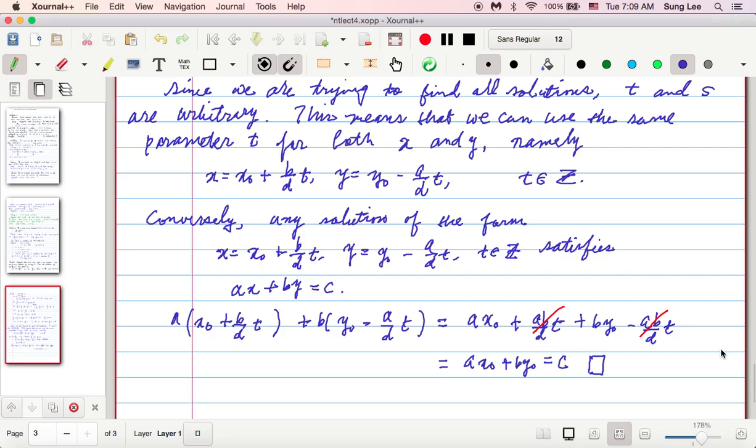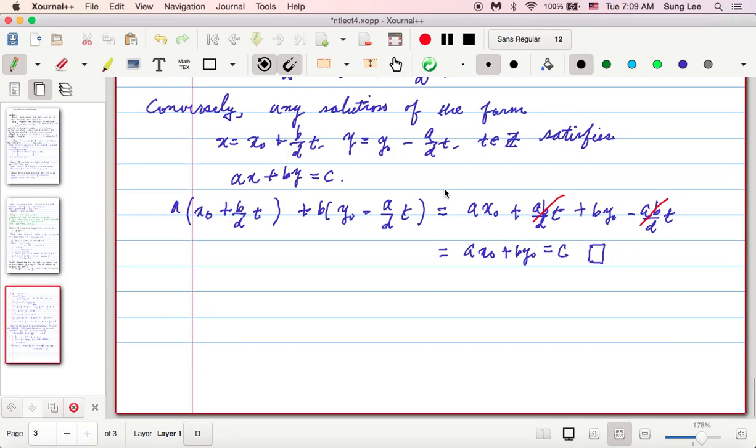Okay, now moving on to an example. Find all solutions of the equation 9x plus 24y equals 15. Okay, so solution.